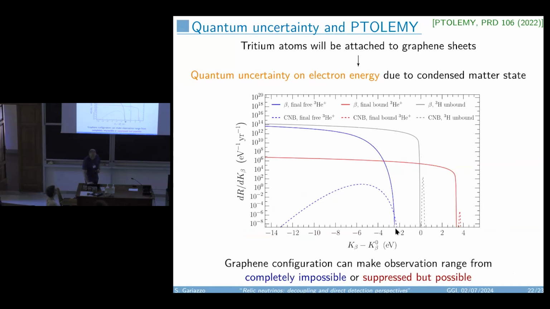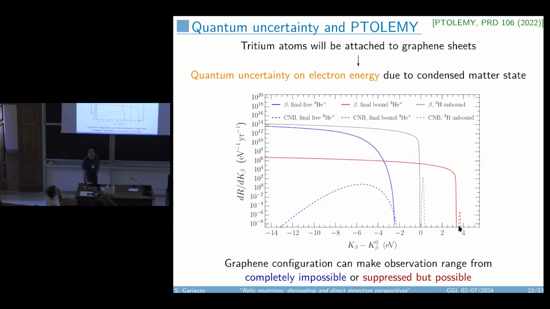In the case of a bound tritium atom with the final free electron, which is the case that we were thinking about when the tritium atoms are attached to graphene, we will have a huge energy uncertainty. This will never allow us to measure the neutrino capture.